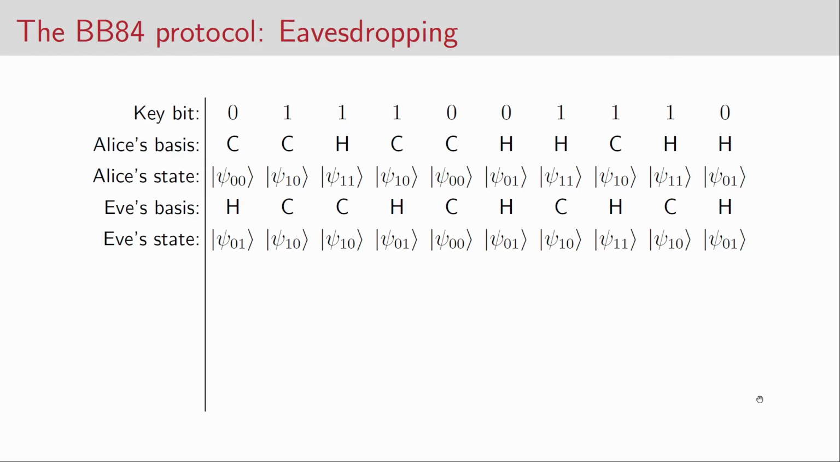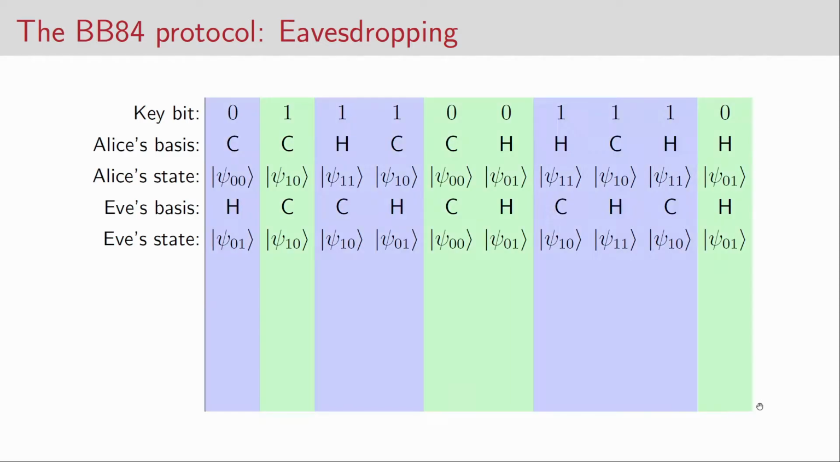Okay, and this holds for all the other states that she intercepted. And in this example, you can see that in 6 cases, which are marked in blue, Eve has chosen the wrong basis. So the state she sends over to Bob is a different one than the one Alice has prepared. And in 4 cases, which are marked green here, Eve has chosen the right basis. So she sends exactly the state that Alice initially prepared over to Bob.